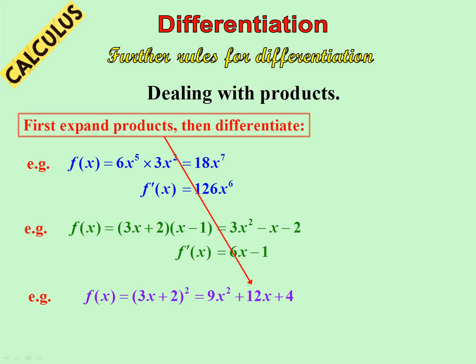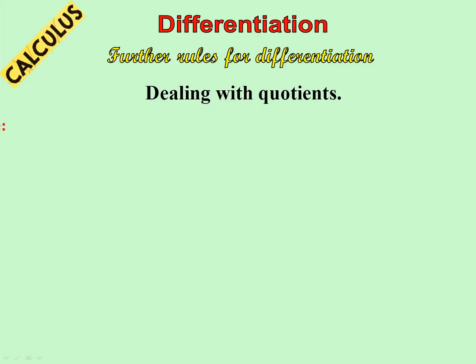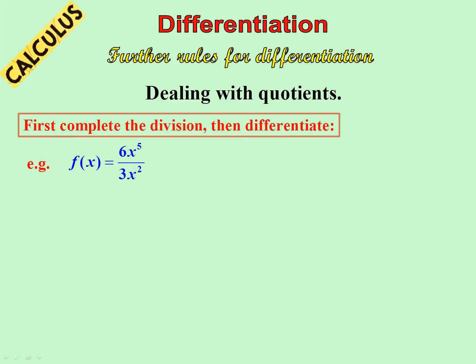Square out the bracket first. Differentiate. Complete the division, then differentiate. If you can't complete the division, then that's where it stops. There are more complex ways to do it, which are not done in this basic calculus course. So this one here, 6 divided by 3 is 2, and we subtract the exponents, 2x to the 3. Now we can differentiate.